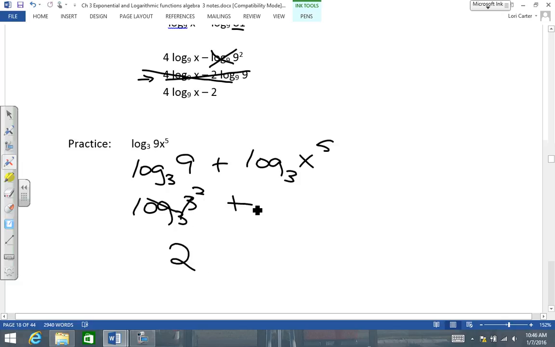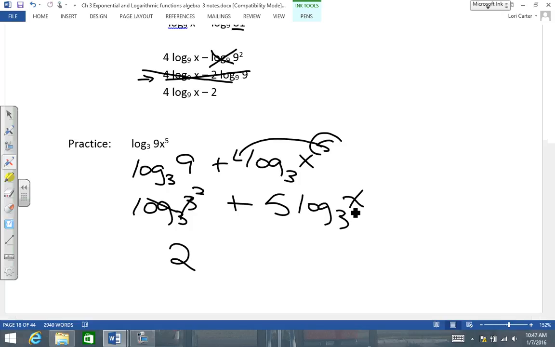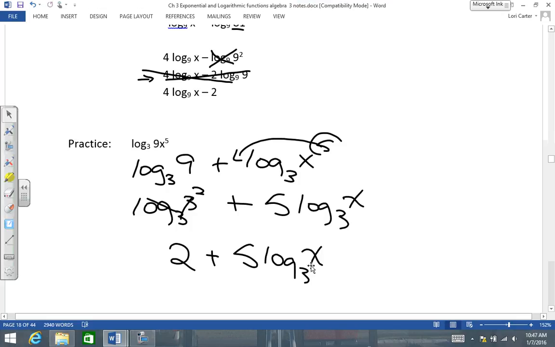Plus, what can I do to the second term? Now we move the 5 to the front. Can I do anything else with that? No, because I didn't tell you any more information. So that's done. See, I like the 2 with the 10. You can put it either way, it's fine.